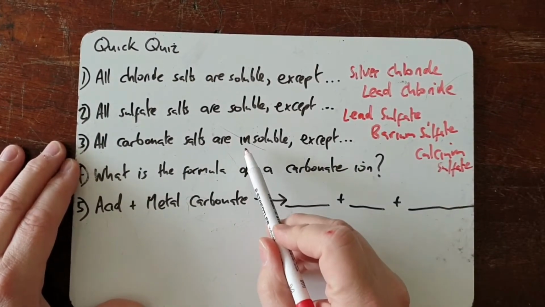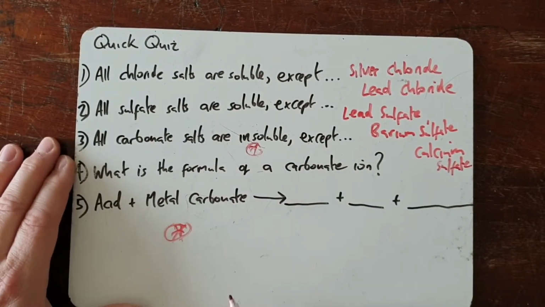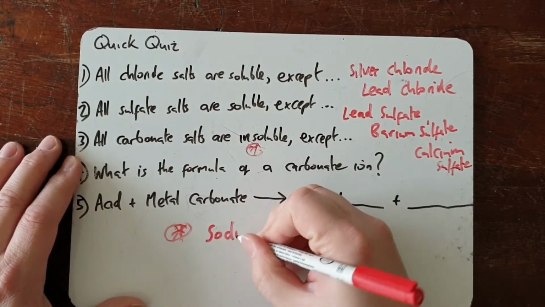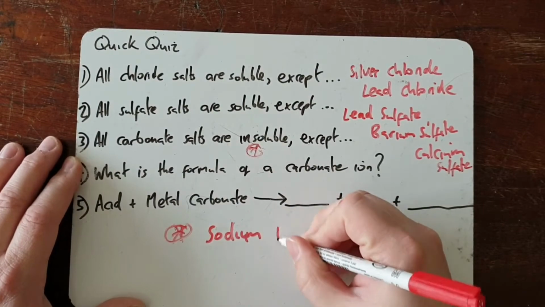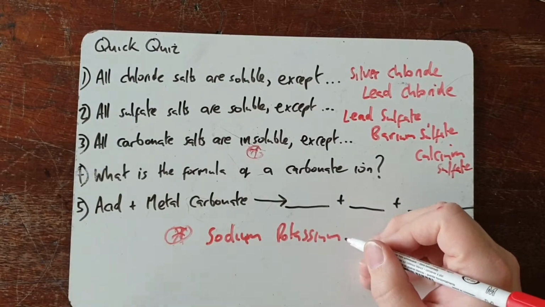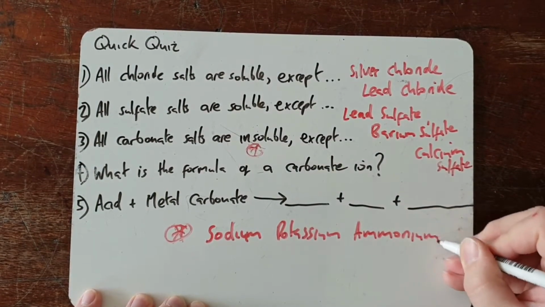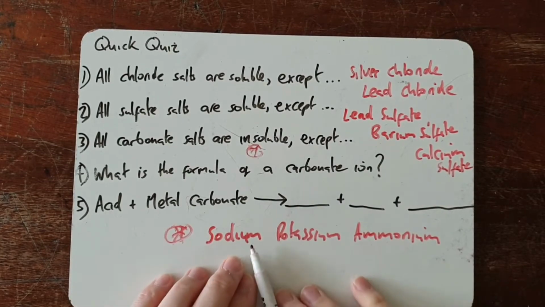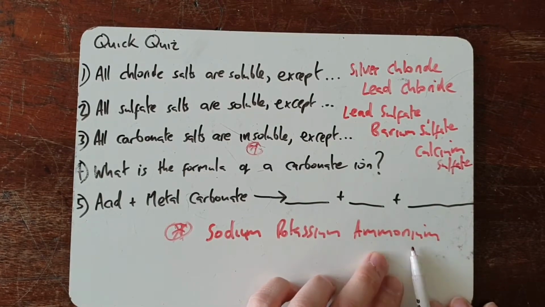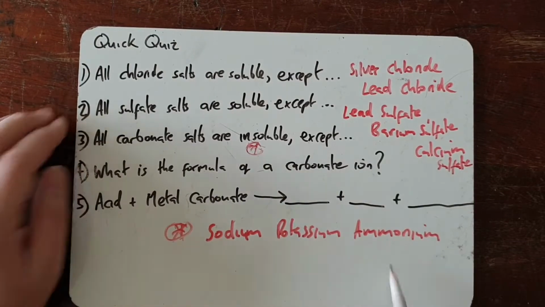All carbonate salts are insoluble, and I'll do this one down here. All carbonate salts are insoluble except for sodium carbonate, potassium carbonate, and ammonium carbonate. If you remember, those are the three exceptions to all of them. All sodium salts are soluble, all potassium salts are soluble, all ammonium salts are soluble. So all the carbonate ones are insoluble except for those three.